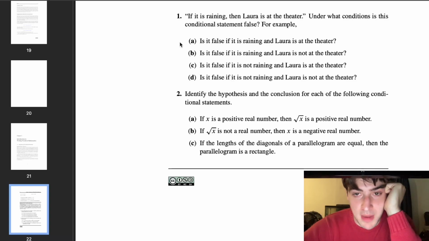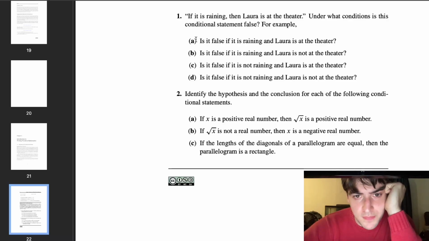Sorry, I'm trying to wrap my mind around this a little bit. If it is raining, so if it's raining, that's the hypothesis, I guess, then Laura is at the theater. I figured this whole thing would be a hypothesis, but I guess not. If it's raining, raining is P, Laura at the theater, that's Q, right? I would guess so.